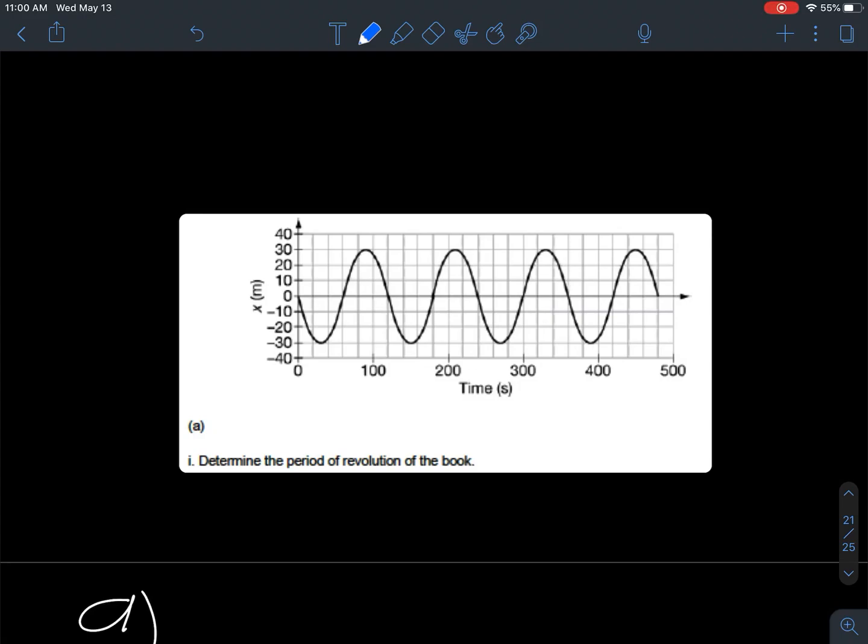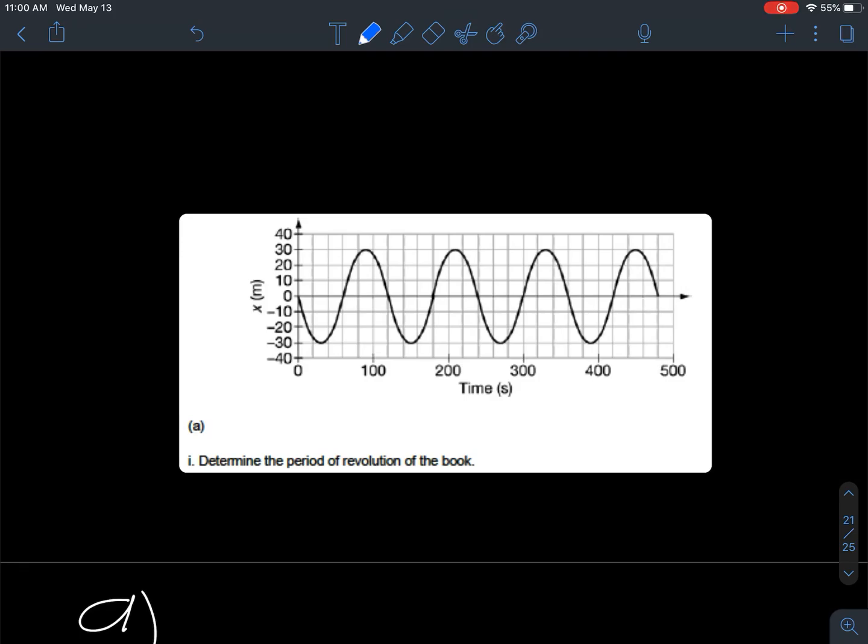I'm going to go over the additional practice QQT long response question for the exam. This is the one with the merry-go-round and the book on the seat. So the first question was to determine the period of revolution of the book. Something to keep in mind, this is not rotational motion, this is circular motion.